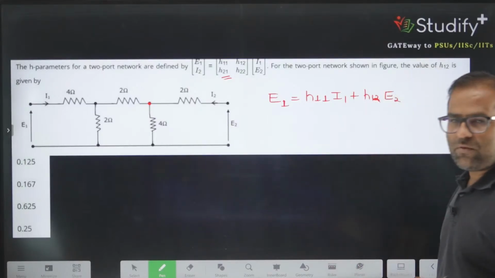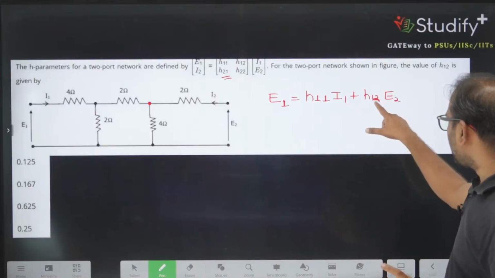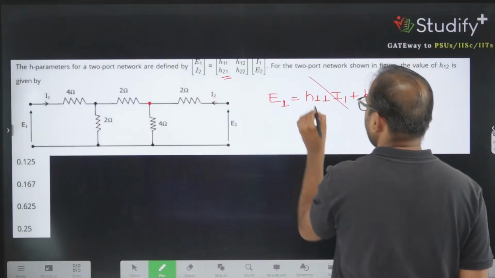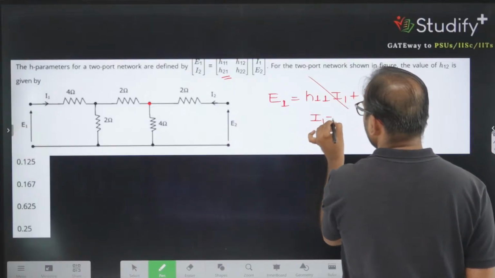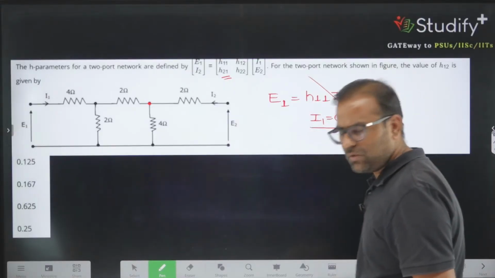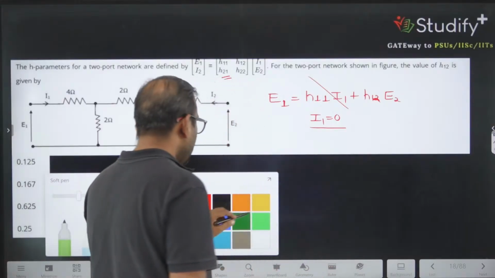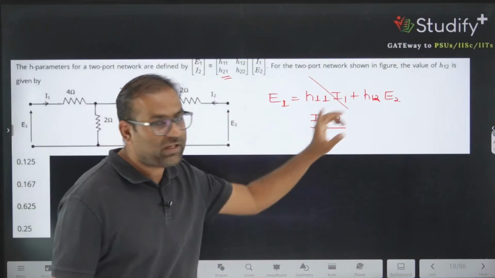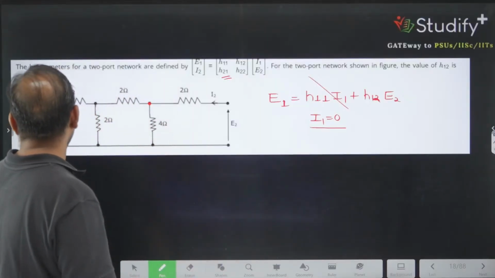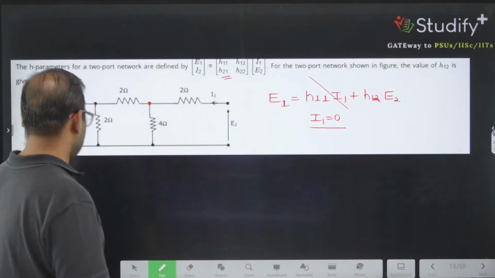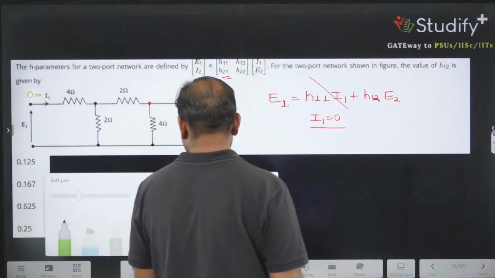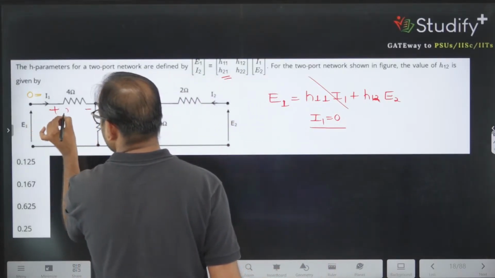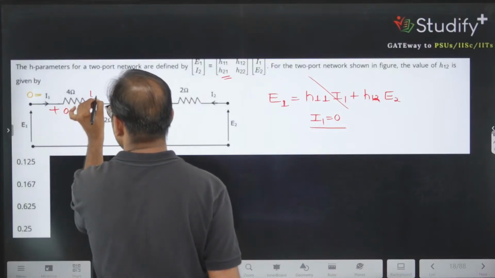Suppose I want to calculate H12. For calculating H12, I have to make I1 equal to 0. Let's make I1 equal to 0. And by making I1 equal to 0, I have to calculate the relationship between E1 and E2. So if I make I1 equal to 0, this potential is 0. If this potential is 0, the potential drop across this component is also equivalent to 0. So this value is E1.